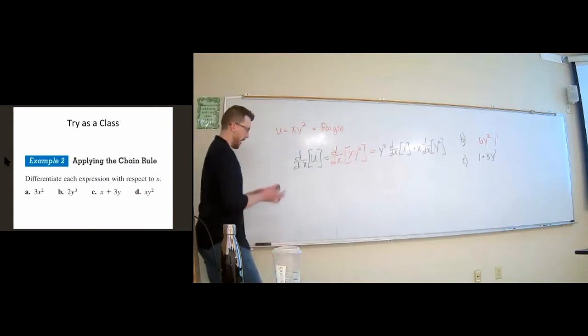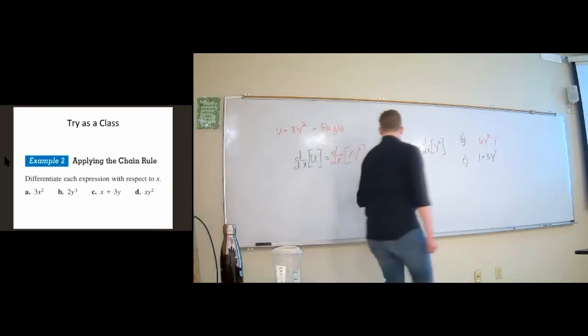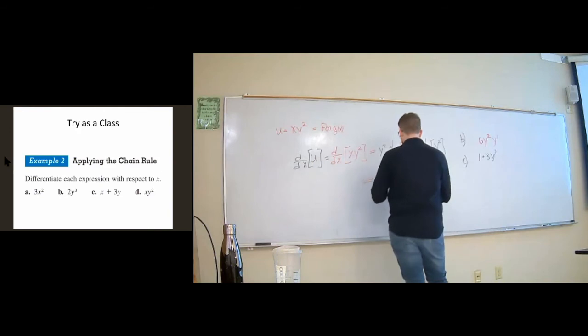All right. So from here, we've got y squared times the derivative of x with respect to x. That's just 1.